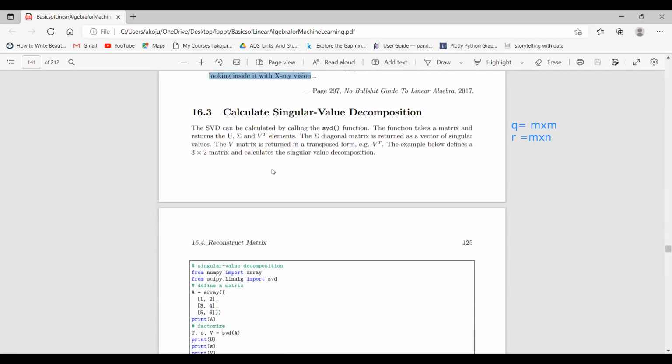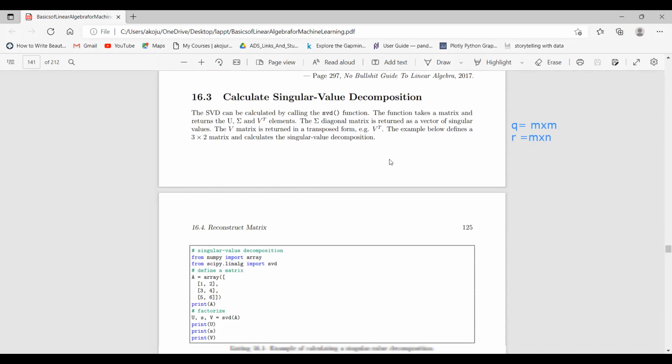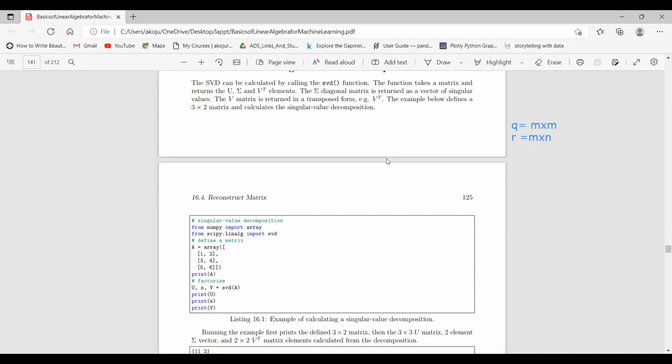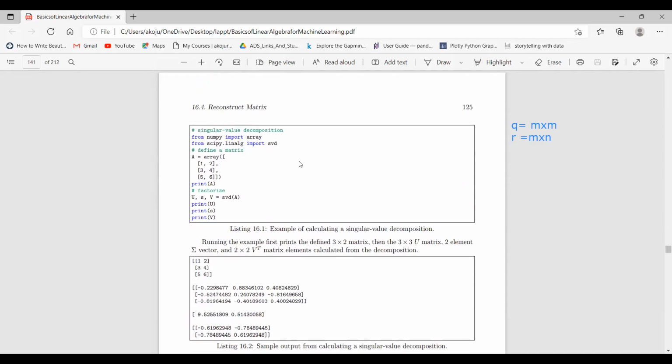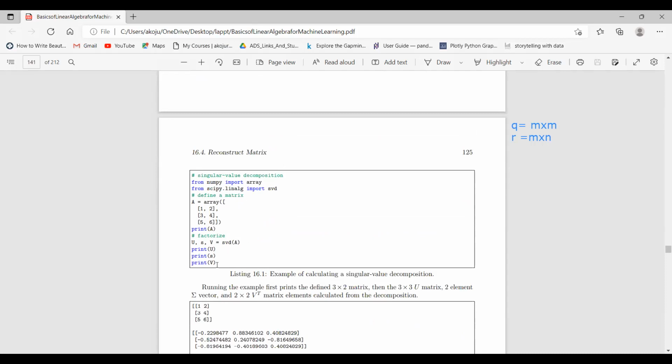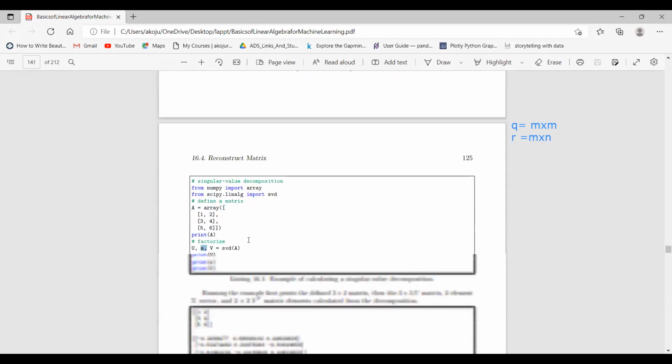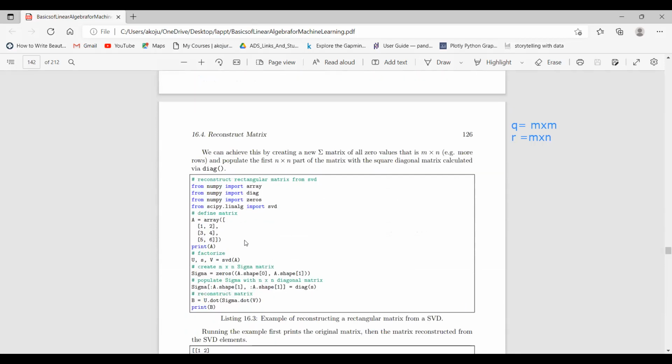The SVD can be calculated by calling the svd function. We have this in SciPy, and with the help of Python, we can calculate U, S, and V. U is a matrix, S is another matrix, and V is another matrix. Here we are representing sigma as S. Yes, S also represents the singular diagonal matrix. So this is regarding the SVD.